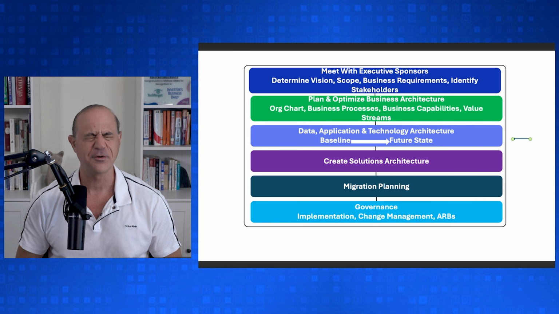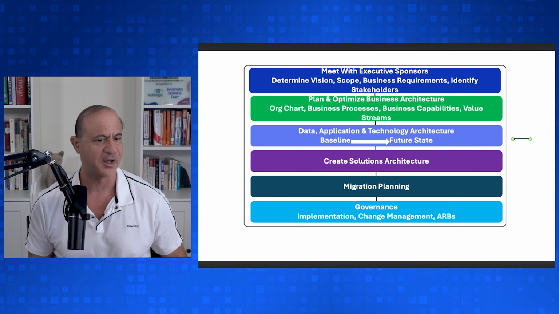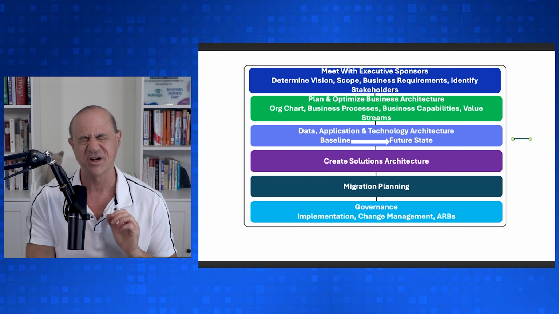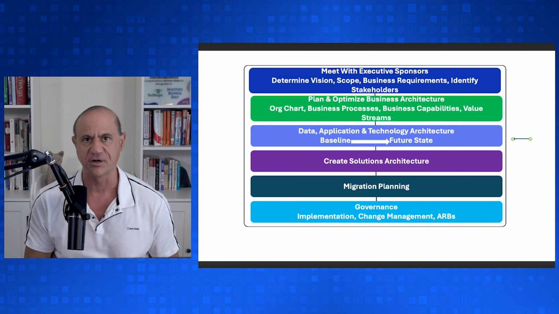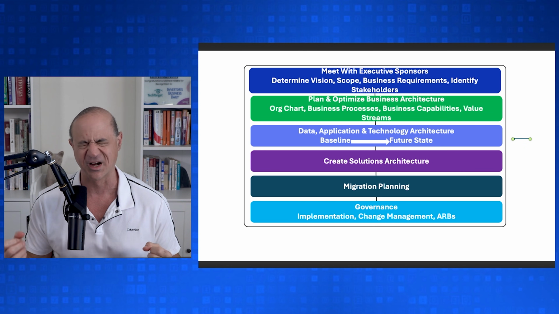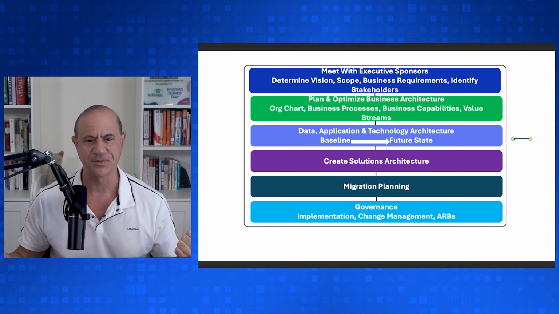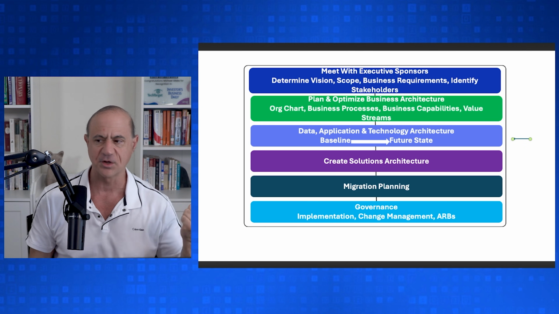Now, the next real phase is to truly determine what our current data architecture is, what our current application architecture is, what our current technology architecture is. By technology, we think infrastructure, whether it's our data centers, our clouds, and the technology in them that supports the business. We need to figure out what our starting point is.